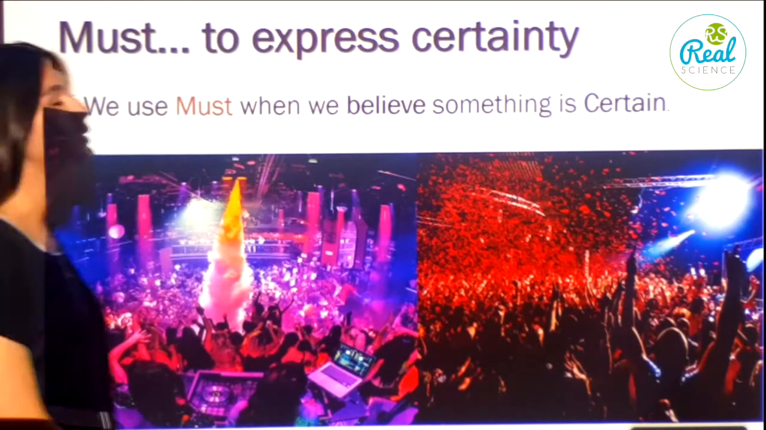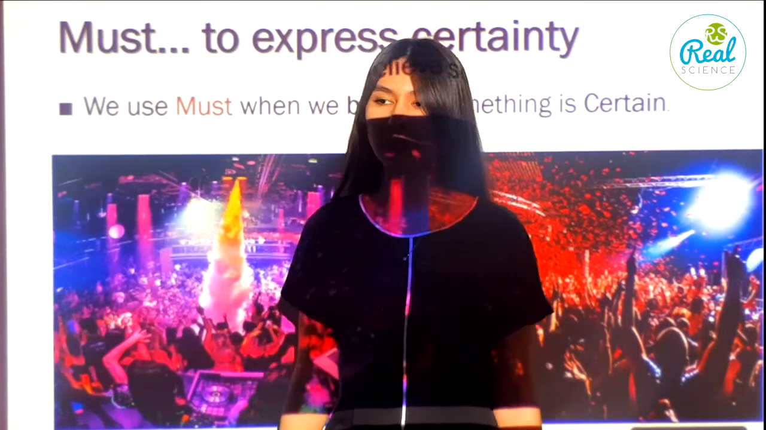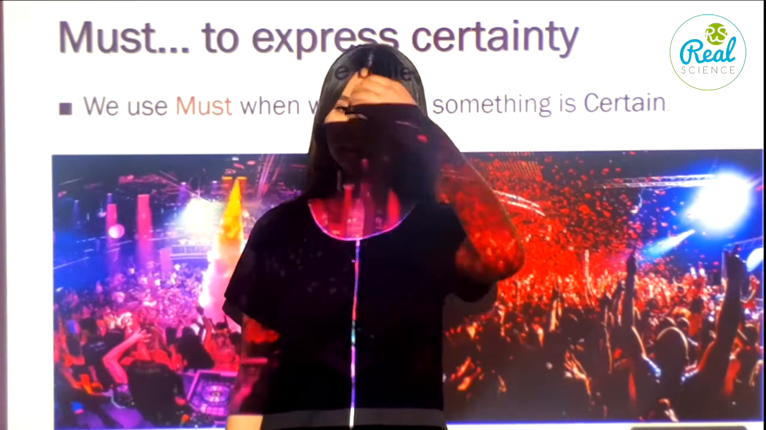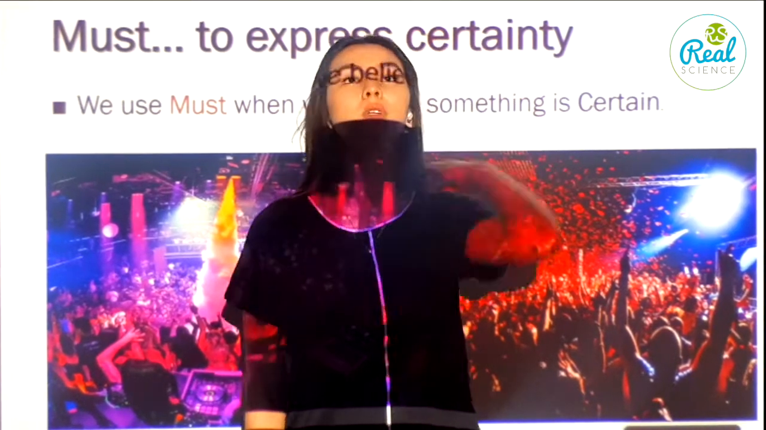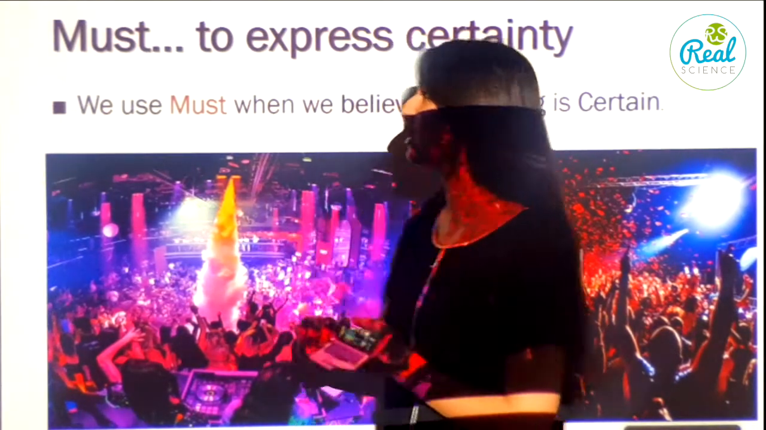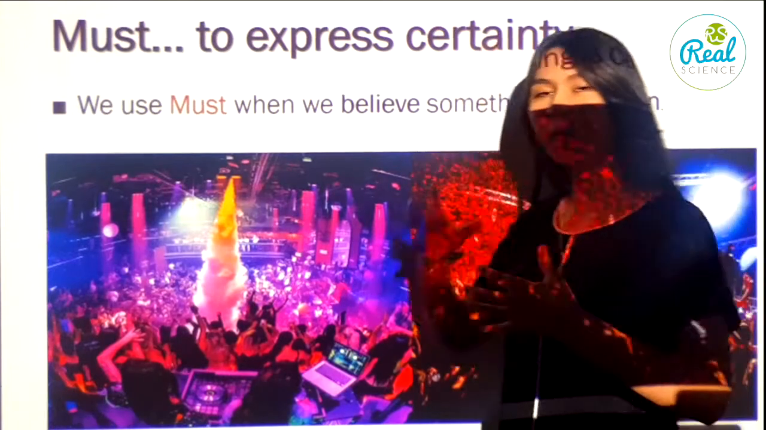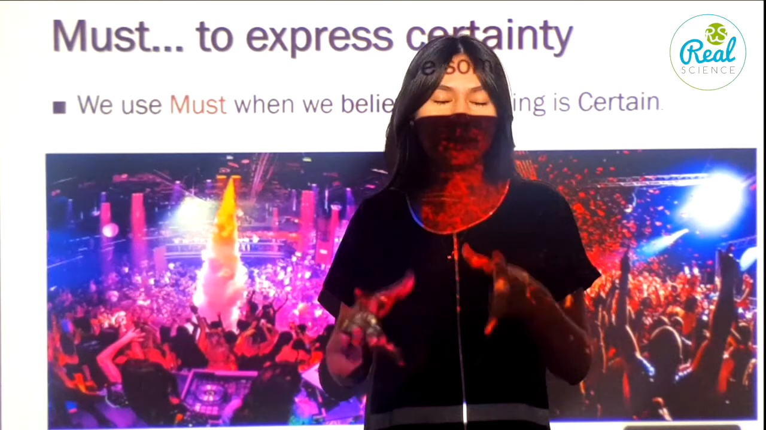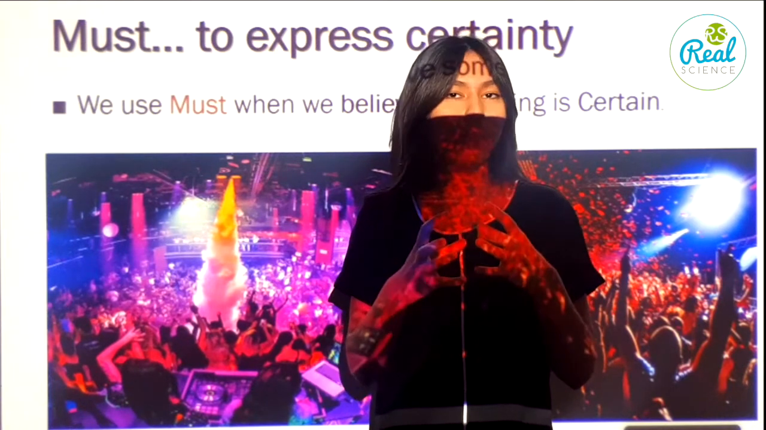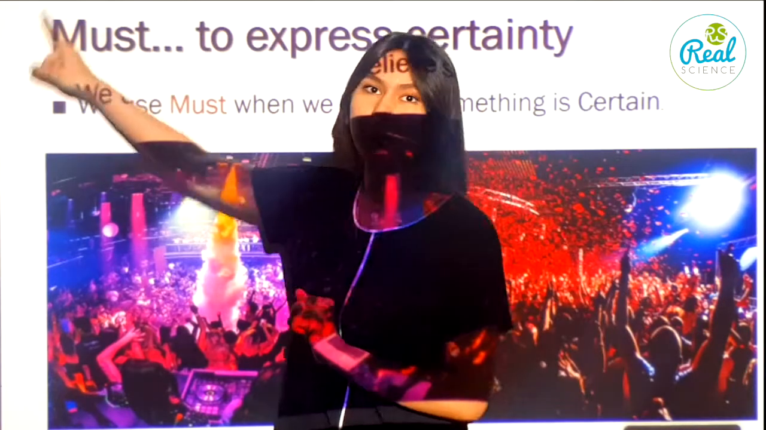Okay, the first one, guys, we know what is must, yes? What is the translation of must? Должен. Yes, должен. But here, guys, it is a bit different. We can use must to express our certainty, okay? When you are 100% sure about something, when you are certain that something will happen or happens, in that case, you can use must, okay?